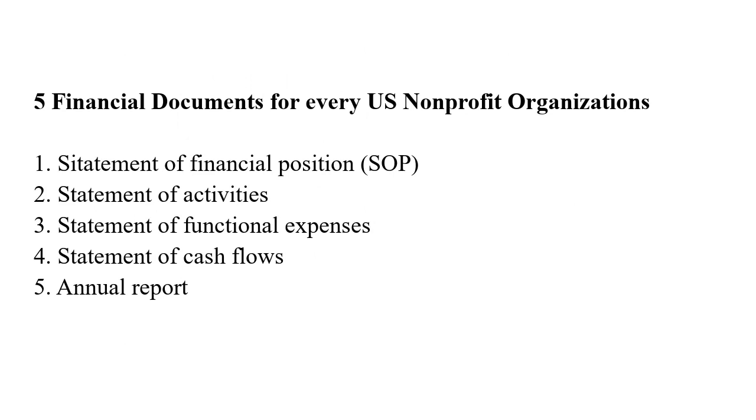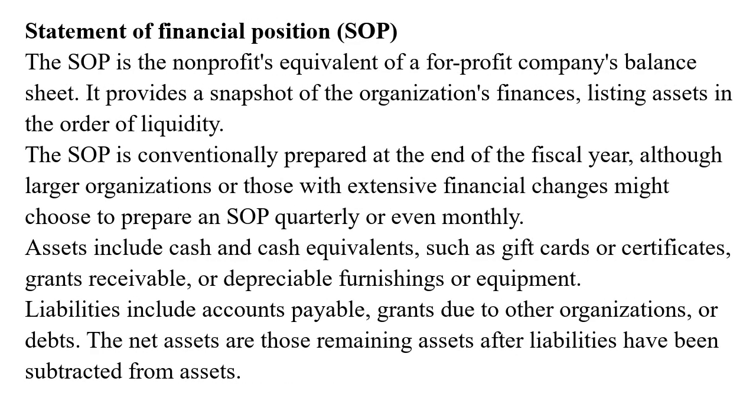The 5 financial documents for every US non-profit organization. 1. Statement of financial position, in short SOP. 2. Statement of activities. 3. Statement of functional expenses. 4. Statement of cash flows. 5. Annual report. The statement of financial position, SOP.